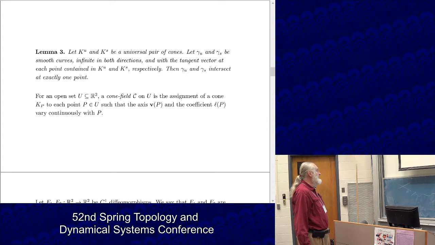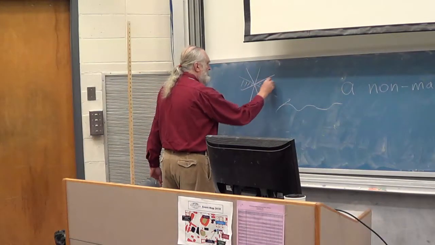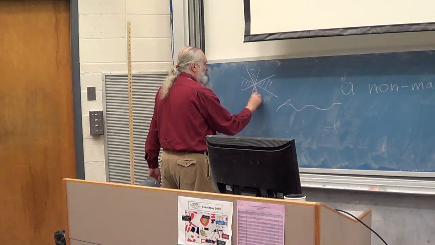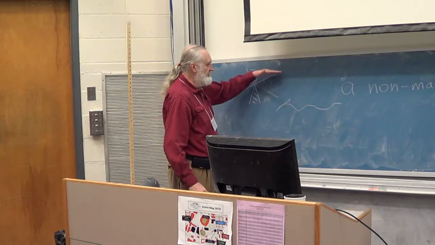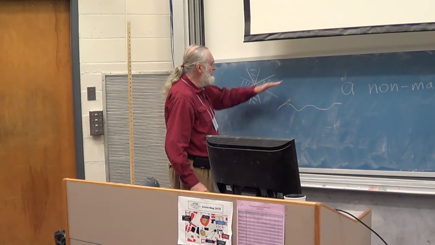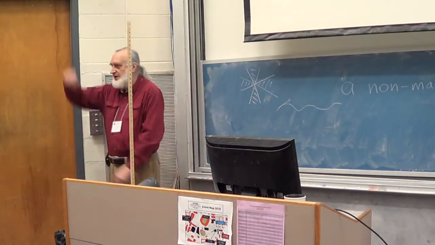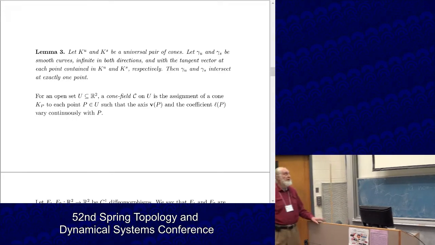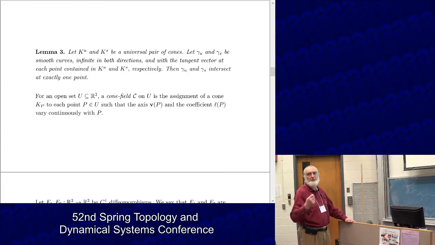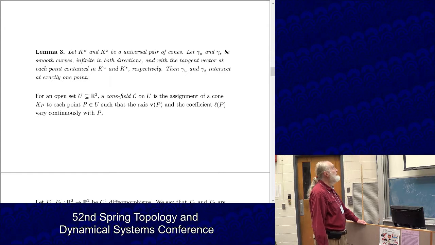Okay, and now once you have this, you have two cones. One cone is this, the other cone is that. If you have two curves, one with its tangent vector in this cone, one in that cone, and they are infinite in both directions, then they have to intersect, and they intersect at exactly one point. This is kind of obvious if you think about it.